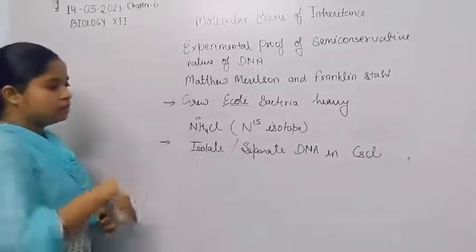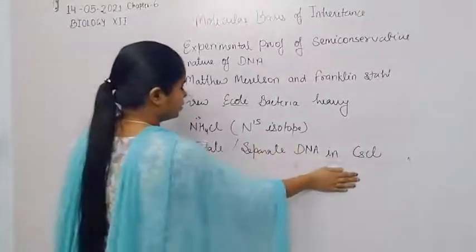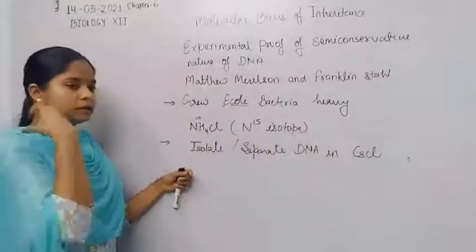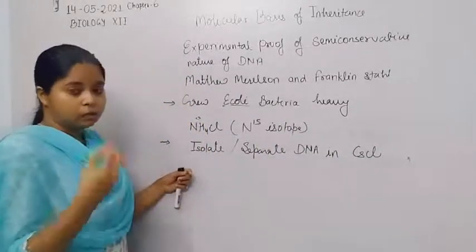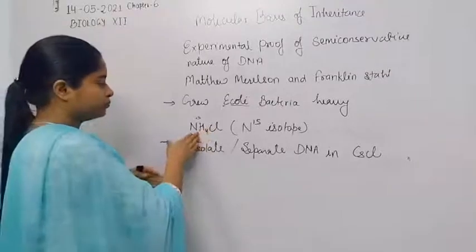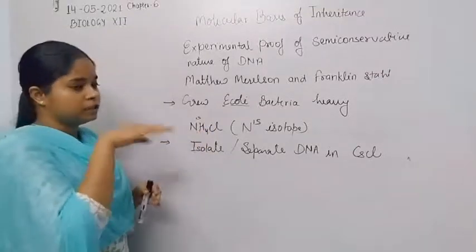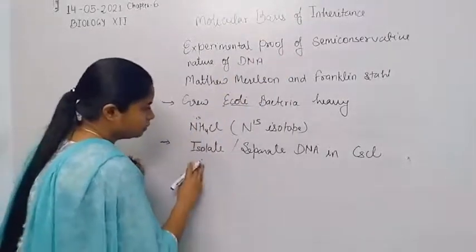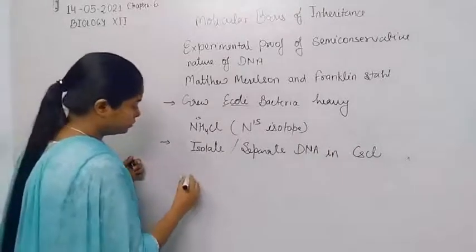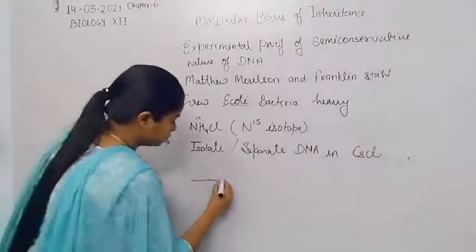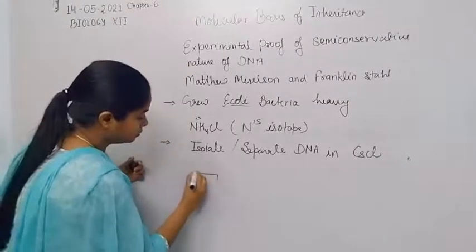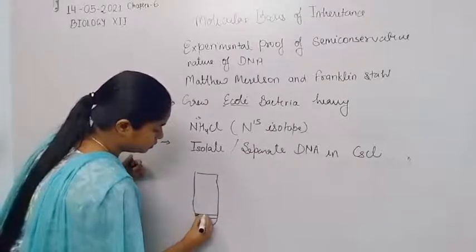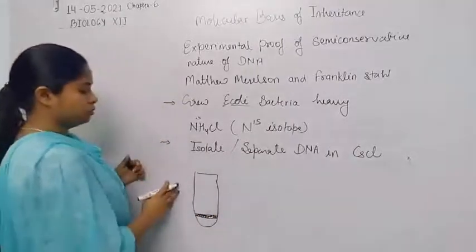When they centrifuge in the presence of cesium chloride, to isolate or separate the DNA, the result of the centrifugation is that the DNA molecule is collected at the bottom of the test tube. They observe the DNA molecule near the bottom of the test tube.